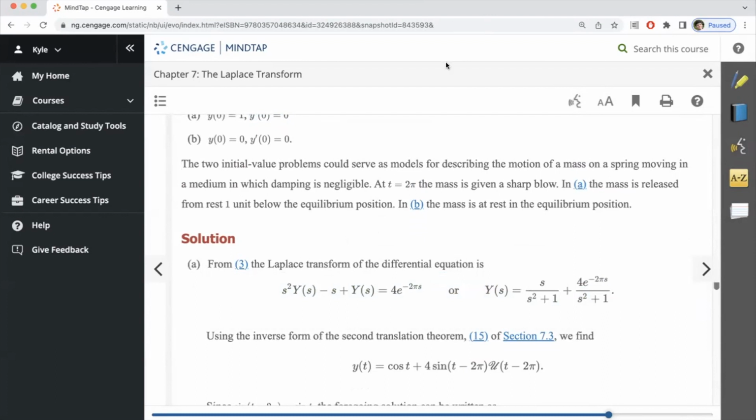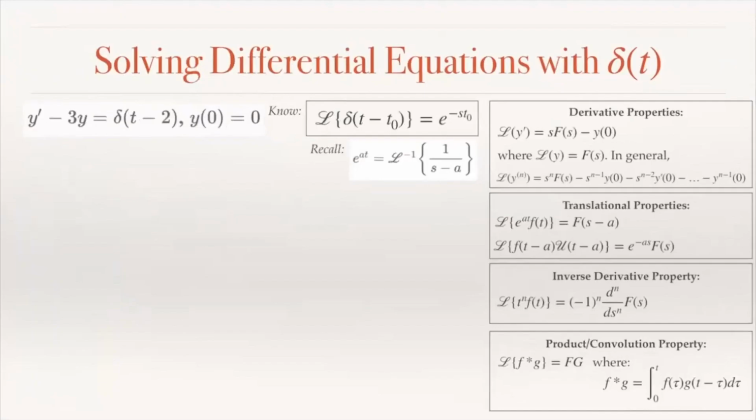So at this point, there isn't too much new, really. Not too much new in the sense that it's really just another function that we have added to our list of known inverse transforms. So for example, let's solve this differential equation: y prime minus 3y is the Dirac delta of t minus 2, with initial condition y(0) is 0.